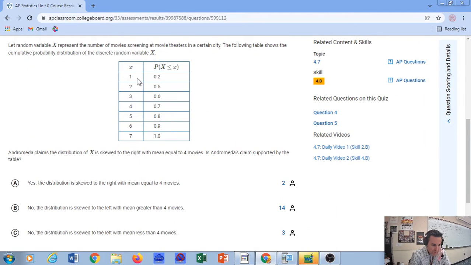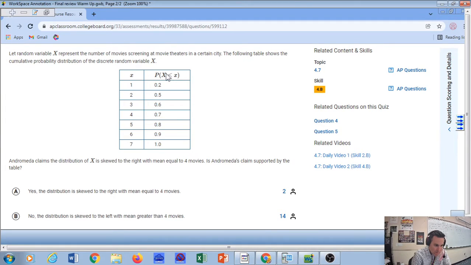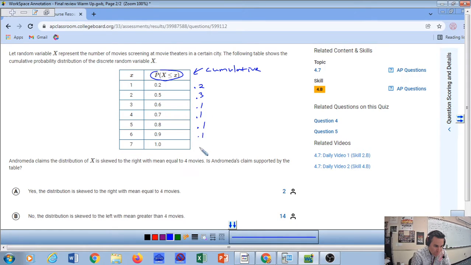You have a table given to you with the random variables, and then it's telling you the probability of these random variables is 0.2, 0.5, but that's not individual, because if you read it right here, you notice it says less than or equal to that number. So these are cumulative, and I don't know if everyone realized that. So that means individually this one was 0.2, but see this one says 0.5, which means it was actually 0.3. This one was 0.1, 0.1, 0.1, 0.1, and 0.1.